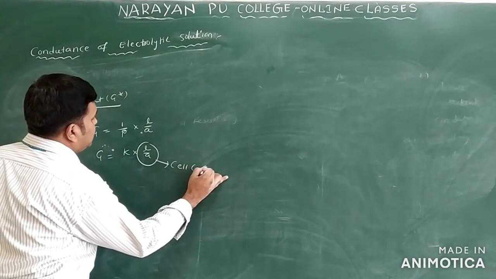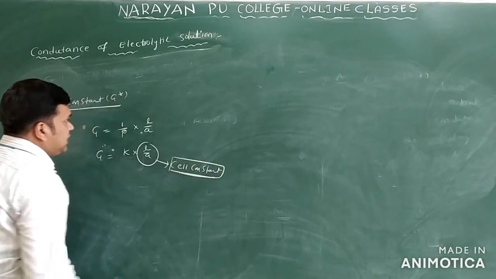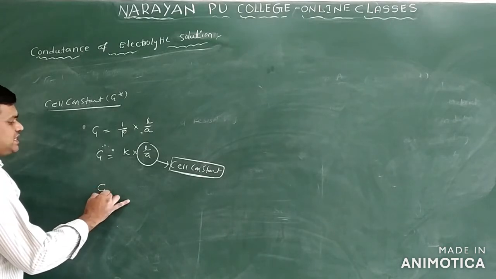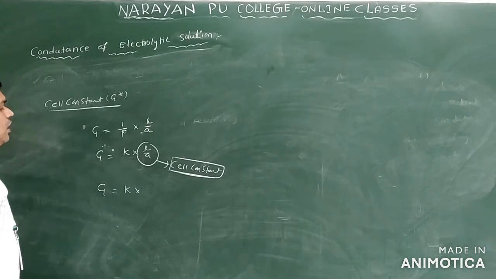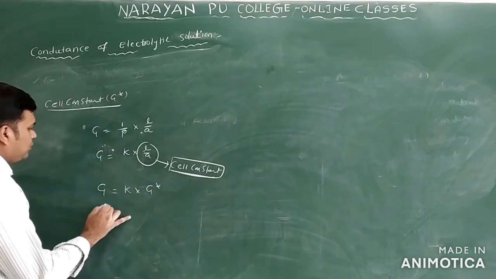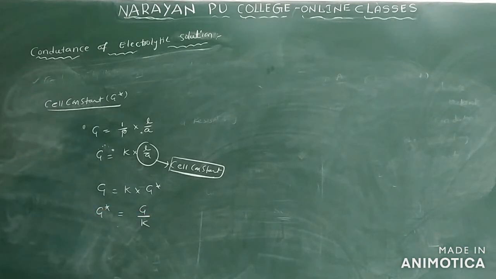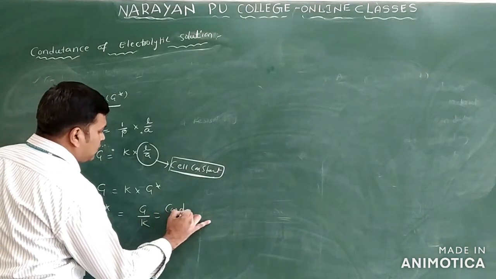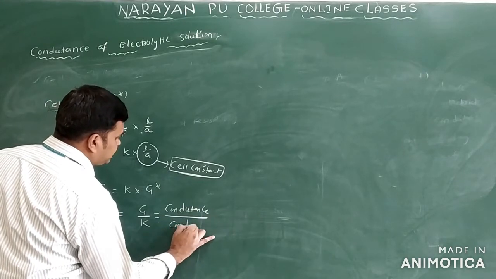This L by A we are calling the cell constant only. This cell constant is generally represented by G star. From this I want to write Z is equal to K into G star. What is L by A? L by A I will write as G star only. Now here G star is equal to Z by K. Z is conductance and K is conductivity.